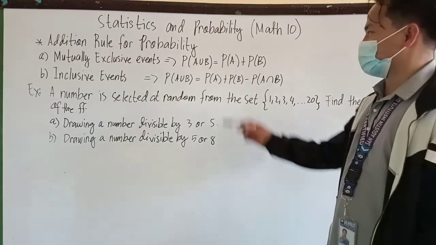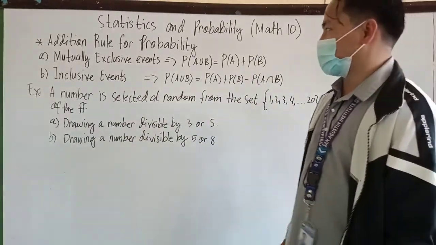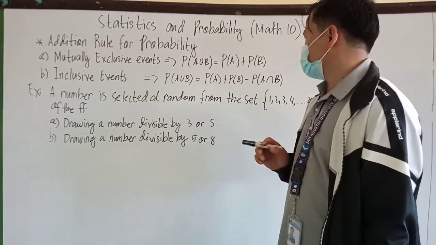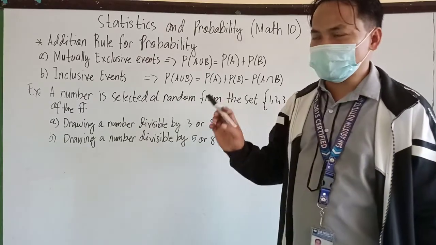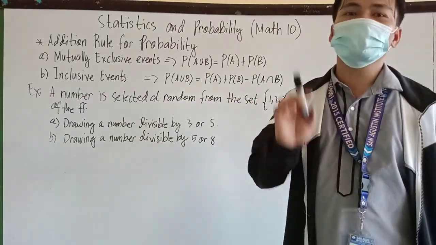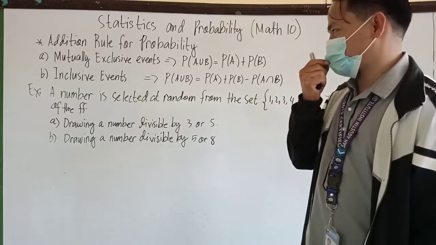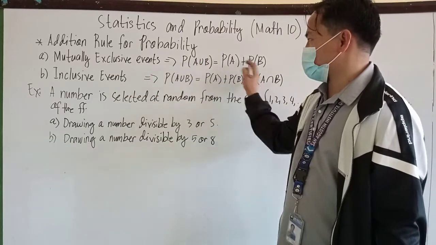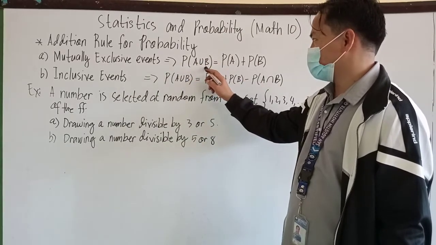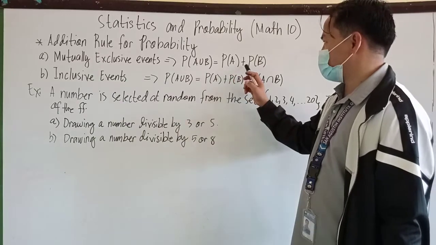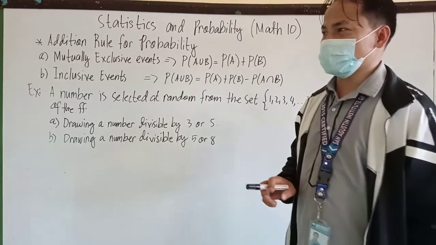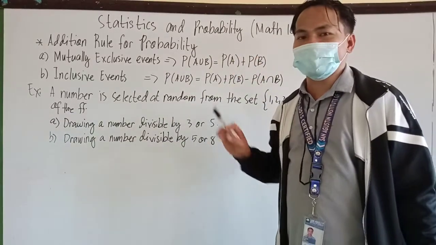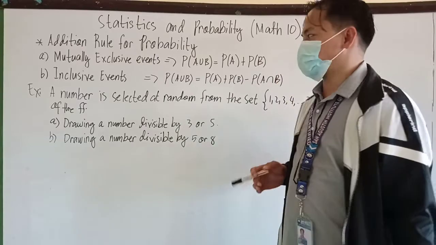Mutually exclusive events are events wherein the first outcome and the second outcome have nothing in common. They have no common element. For solving that, we can use this formula: probability of A union B is equivalent to probability of A plus probability of B. Because there is no common event between A and B, we are just going to add each individual probability.